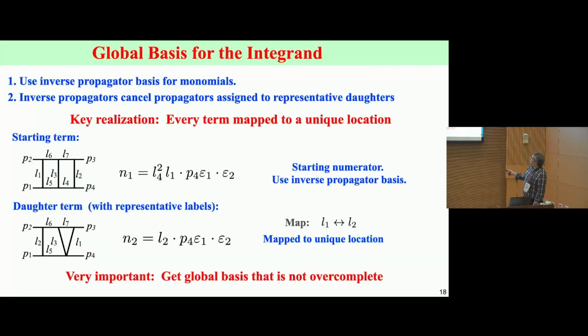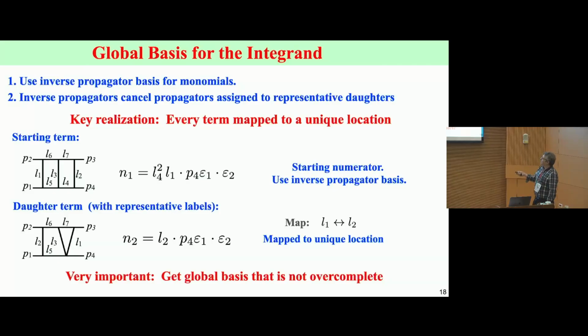Okay. Now let's get to the global basis for the integrand. So the idea is we use inverse propagator basis for the monomials. Then those inverse propagators, you go ahead and cancel all that you can cancel. And here's the key idea. You think about this for a little while and you decide, every term is unique. Every term gets mapped to a unique location. Okay, by unique, it's not exactly unique because the basis is not unique. But once you choose a basis, then the mapping into that basis is unique, no matter what representation, no matter where you start from.